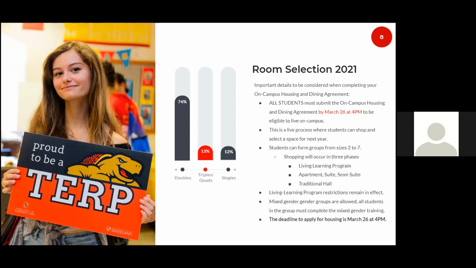A little bit about our inventory. About 70% of the rooms are double rooms. 13% of the rooms are triples and quads. However, next year we expect to only have single occupancy and double occupancy. So those triples and quad rooms will only have 2 students living in them. And then 12% of our inventory are singles.